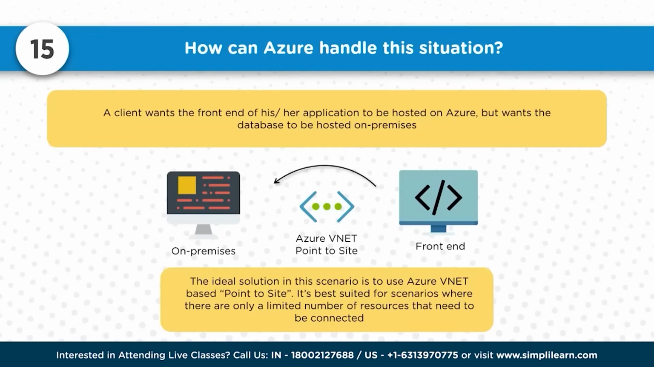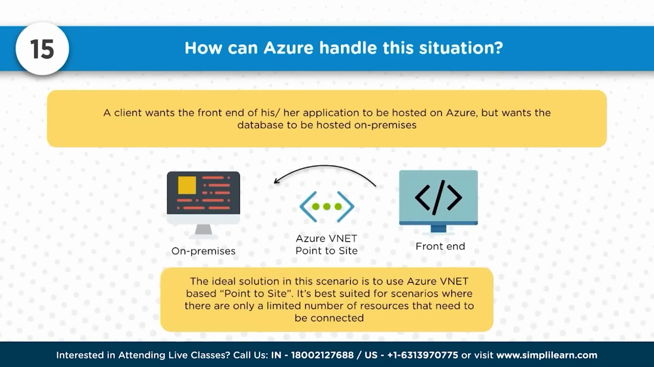A client wants the front end of their application to be hosted on Azure in the cloud and wants the database to be hosted on-premises for security reasons or to have full control of their databases. How do we go about suggesting a solution for this customer? The ideal solution in this scenario is to use the VNet-based point-to-site VPN solution.